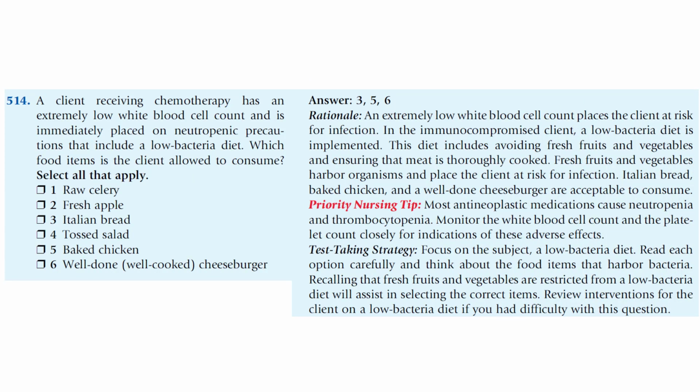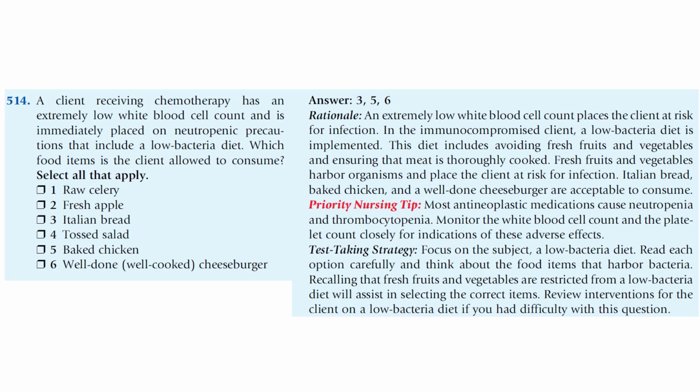514. A client receiving chemotherapy has an extremely low white blood cell count and is immediately placed on neutropenic precautions that include a low bacteria diet. Which food items is the client allowed to consume? Select all that apply. 1. Raw celery. 2. Fresh apple. 3. Italian bread. 4. Tossed salad. 5. Baked chicken. 6. Well-cooked cheeseburger.